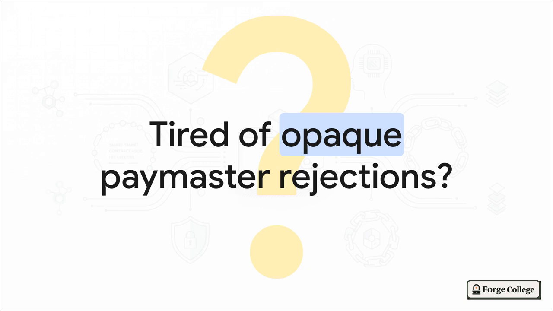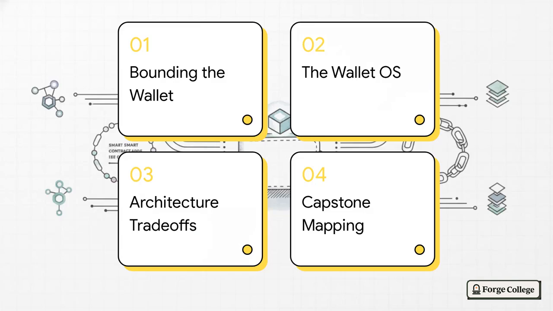Today, though, I promise you we're moving out of that messy reality of code-level debugging and stepping into the elegant, crystal-clear solution of conceptual theory. This framework is going to make all those messy errors suddenly make perfect, logical sense. Okay, let's dive into our agenda for this explainer. First, bounding the wallet. Second, the wallet OS metaphor. Third, weighing architecture trade-offs. And finally, number 4, your capstone mapping prep.